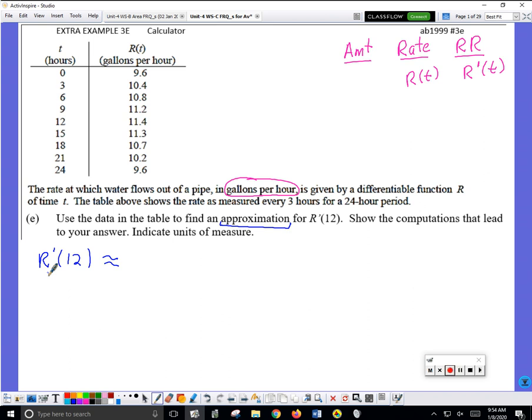This concept is much easier to remember if it, again, makes sense to you. Like, you don't just memorize the steps, you make sense of the words. So let's see, at time equal 12, water is flowing from the pipe at 11.4 gallons per hour.